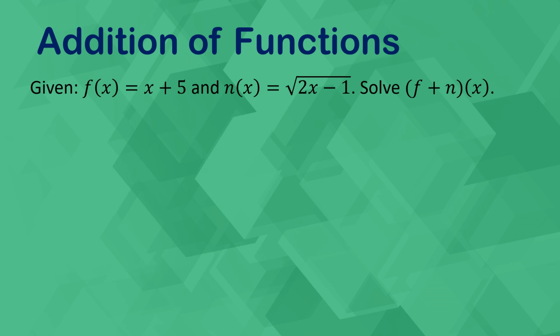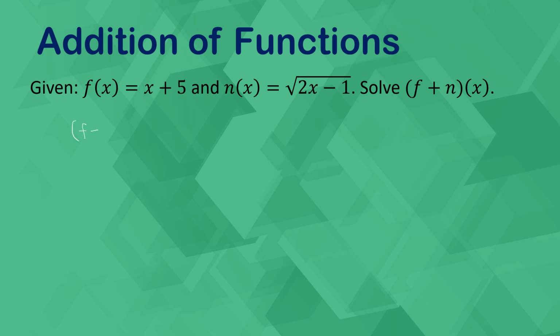So let's have the third example. We have here f of x and n of x. f of x is equal to x plus 5. This is a linear function. And n of x is equal to square root of 2x minus 1. This is a square root function. We get the sum of the two functions f and n.